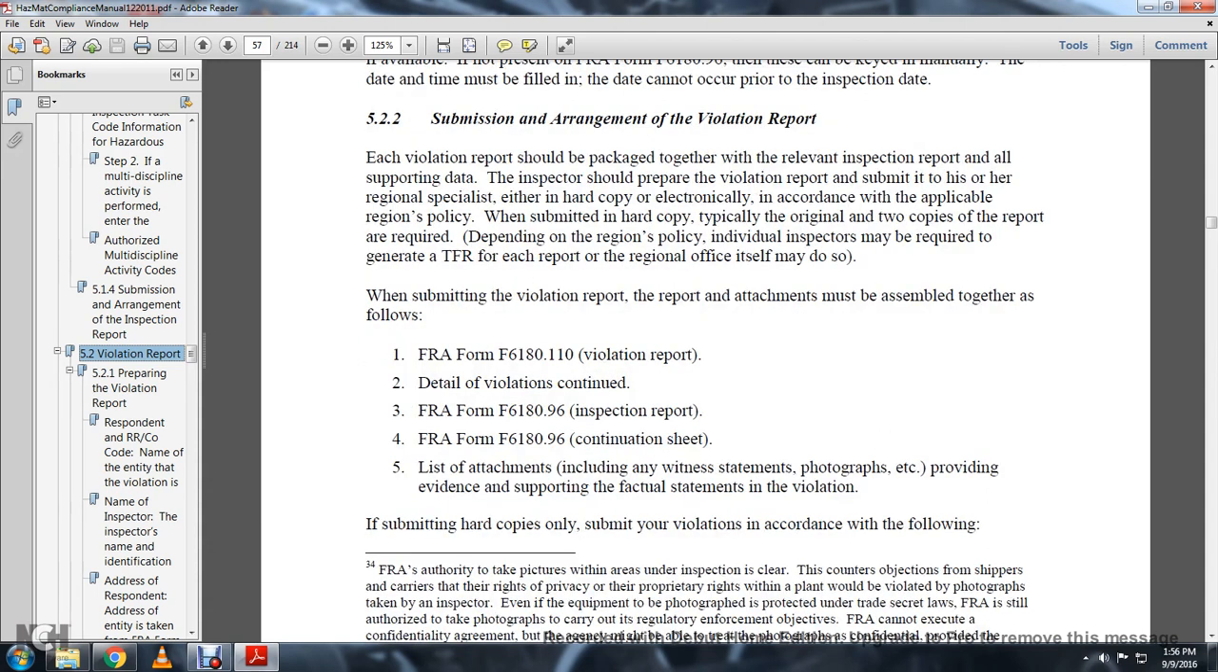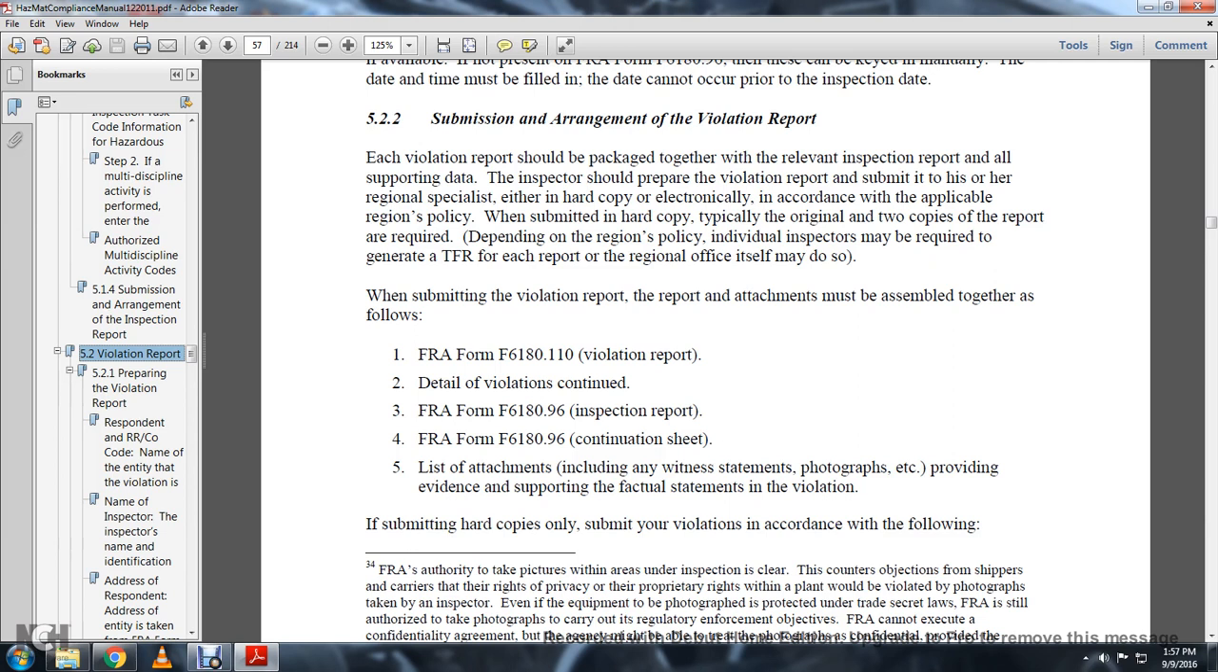All right, 5.2.2, submission arrangement of the violation report. Each violation should be packaged together with the relevant inspection report and all the supporting data. The inspector should prepare the violation report and submit it to his or her regional specialist, either in hard copy or electronically, in accordance with the applicable regional policy. When submitted in hard copy, typically the original and 2 copies of the report are required. Depending on the region's policy, individual inspectors may be required to generate the TFR for each report, or the regional office itself may do so.